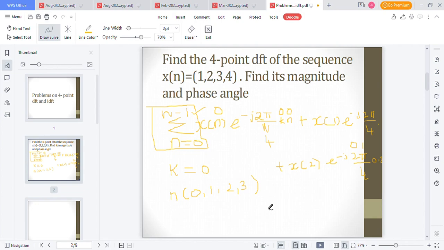This question I am going to solve for you, and I will showcase it in tomorrow's class without fail, so that I don't forget it. This is how the process goes on. I'm going to solve it and show it to you.